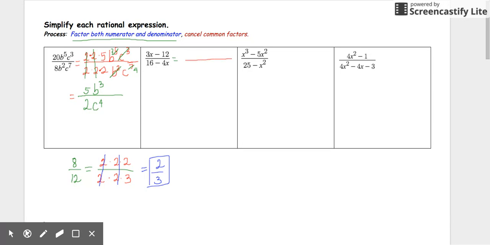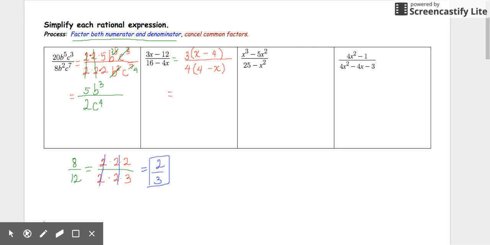we recognize that 3 is a common factor of the two terms in the numerator. So we can factor out 3. So we'll have here 3 times x minus 4. For the bottom, we could factor out 4. And so we'll have 4 minus x inside the parentheses. However, we see that the factors are not exactly the same. So we cannot cancel if they're not exactly the same.